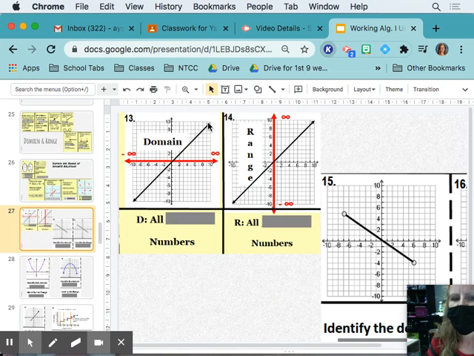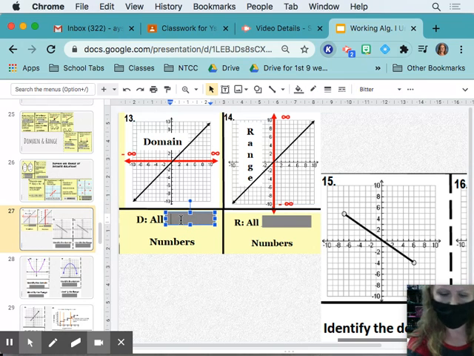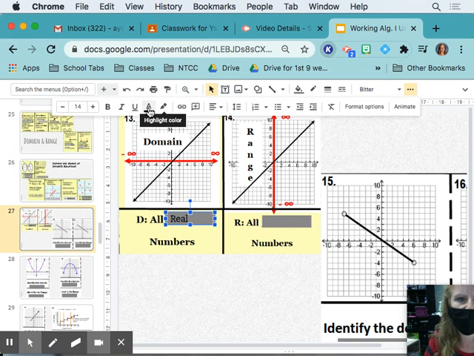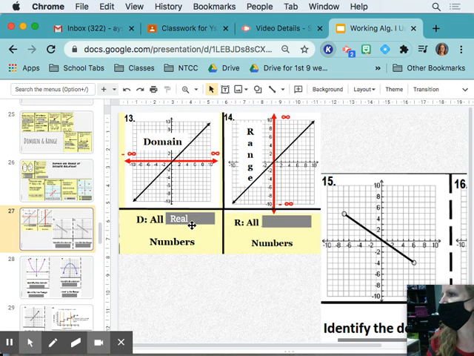So if we look at slide 27, let's look at the domain for this line. See how the line continues to infinity in both directions? So our domain, if we were to look at the x-axis, x can be any number that's a real number. So domain is all real numbers. I'm going to make my text color white. All real numbers.